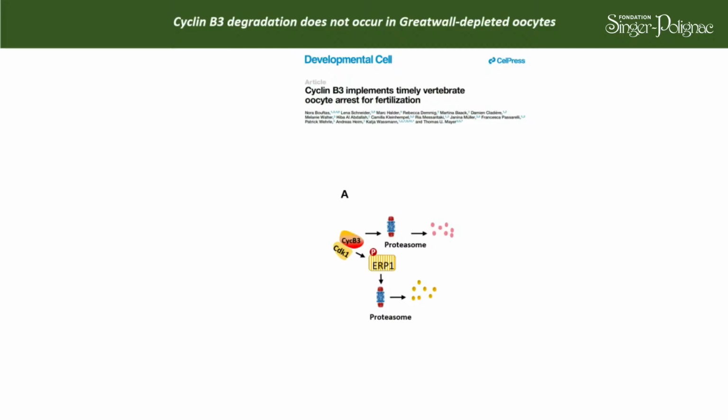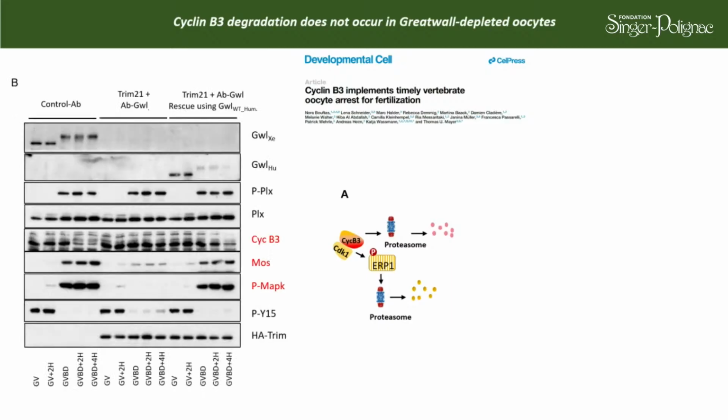And recently, it has been shown that CDK1-cyclin B3, by phosphorylating ERP1, can also target ERP1 for degradation. The next question was to see whether Greatwall can modulate the amount of cyclin B3 during meiotic maturation. And as expected, in control conditions, cyclin B3 is degraded. But when we deplete Greatwall, this degradation does not occur anymore. And again, Greatwall add-back restores this degradation.